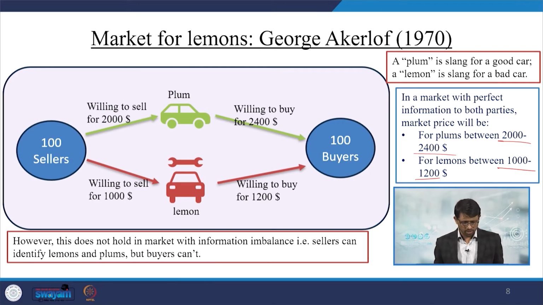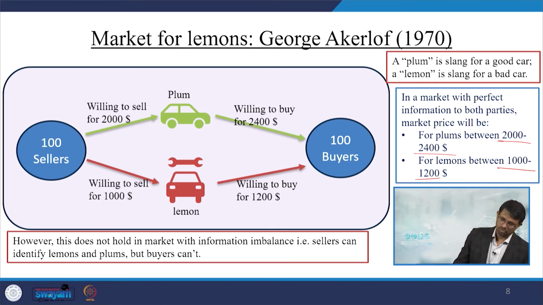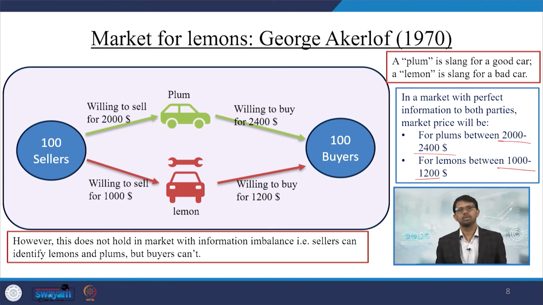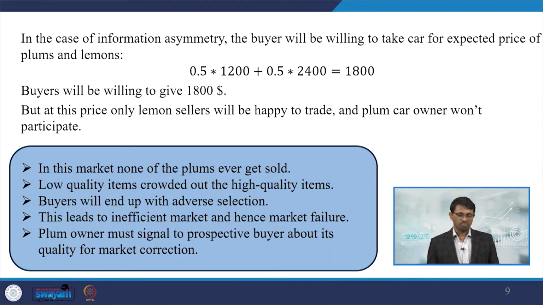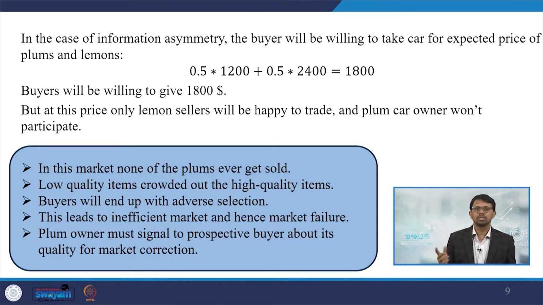However, this does not hold in a market with information imbalance, that is, where sellers can identify lemons and plums, but buyers cannot. In this case, the seller has the information about the quality of the car, whereas the buyer does not have it. But in case of insurance, it is just the reverse. We are going to discuss that. So, what happens to the market if buyers cannot observe the quality of the car? Then there might be subcontracting, or there might be bias towards the selling of the product.